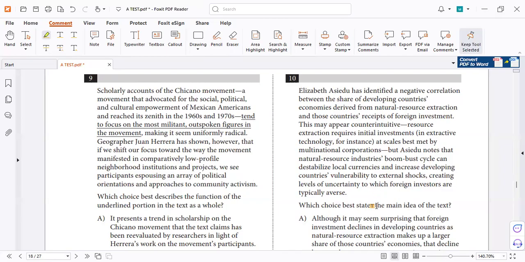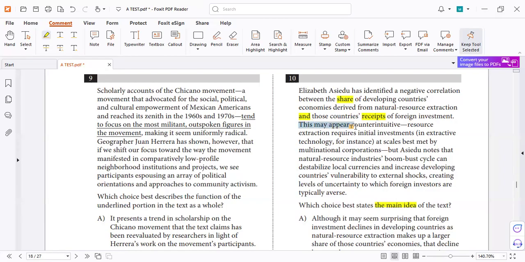Let's read. He said the main idea. Good job. What is the main idea in the first sentence? Let's see, and let's read how to read social sciences writings. When you read a lot, you will adapt to the style. So Elizabeth has identified a negative correlation between the share of developing countries' economies which are derived from natural resources and those countries' receipts of foreign investment. This is the main idea.